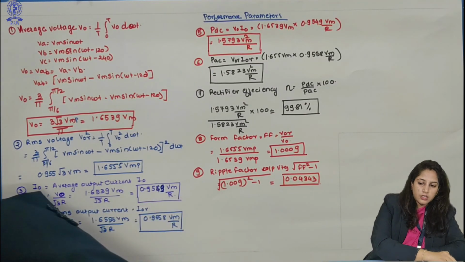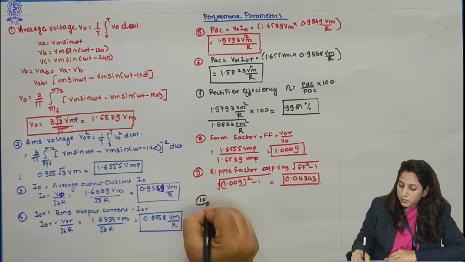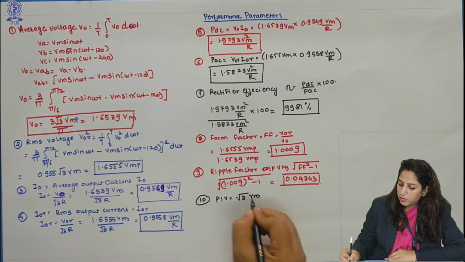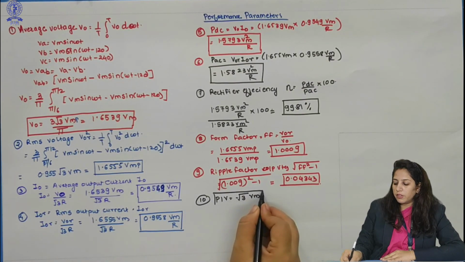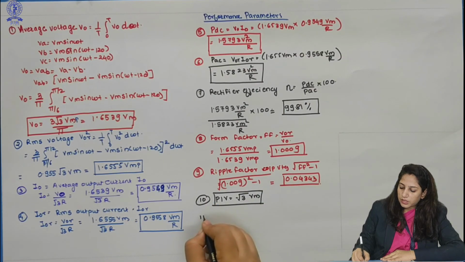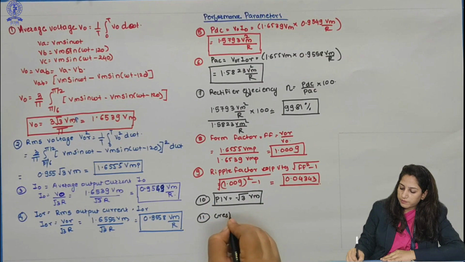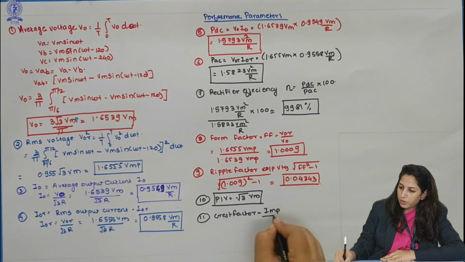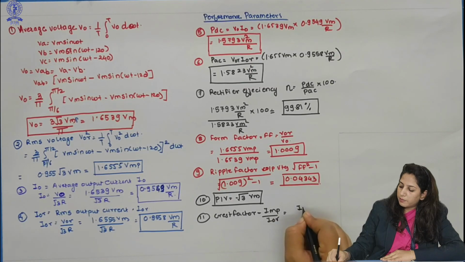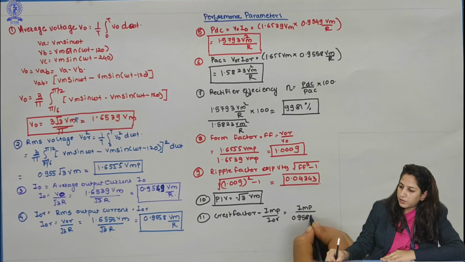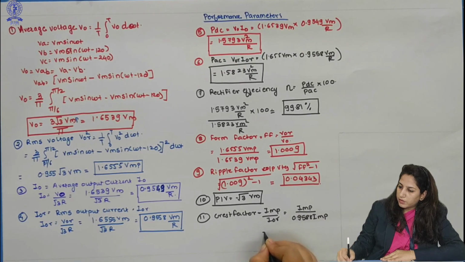The second last, the tenth, is the peak inverse voltage. The peak inverse voltage is root 3 Vm. Whatever the phase voltage was, that is nothing but the peak inverse voltage. The last is the crest factor. The crest factor is equal to IMP upon IOR. So IMP upon IOR means IMP over 0.95884 IMP, which is equal to 1.046. This is the crest factor.